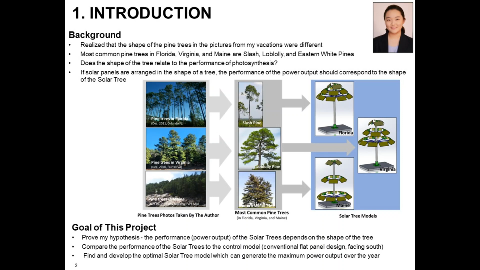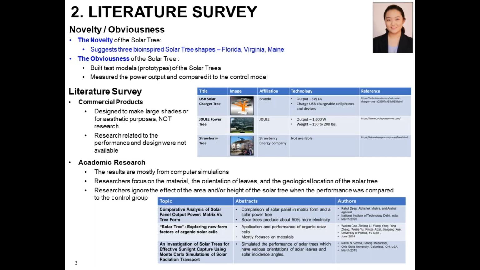I will compare the performance of the solar trees to the control model and find and develop the optimal solar tree design. The novelty of the solar tree is that Solar Tree suggests 3 bio-inspired solar tree shapes named Florida, Virginia, and Maine, and the obviousness is that I built the test models or prototypes of the solar trees.